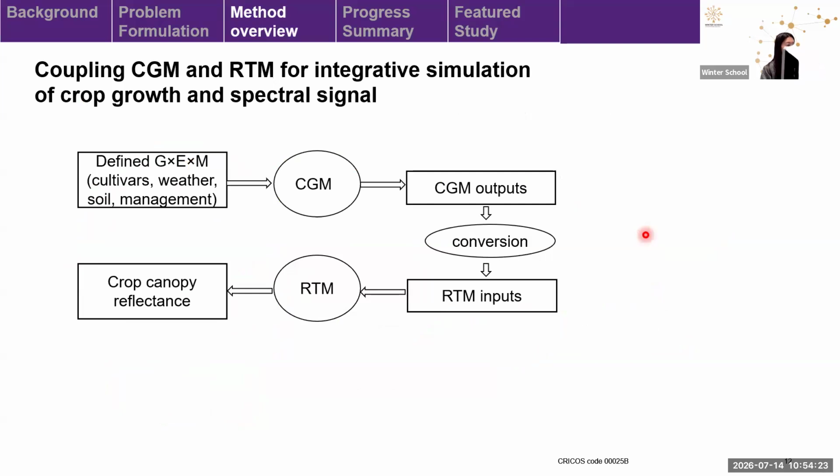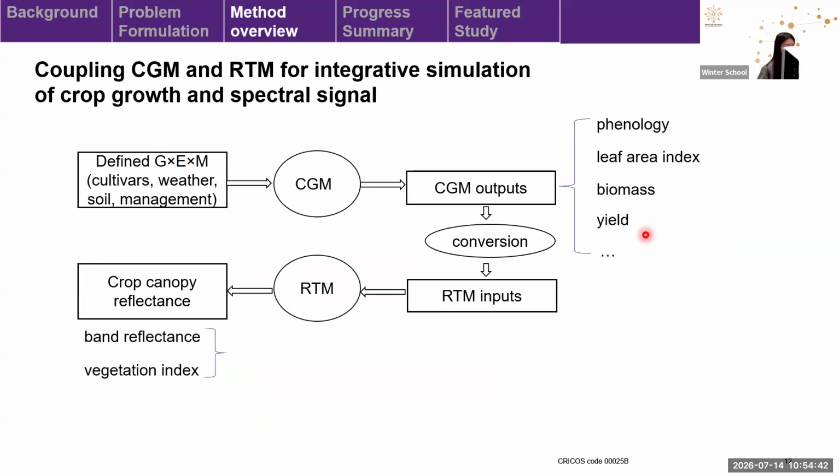And once we have the crop growth model, we know how the crop will grow in a given environment. And then with the radiative transfer model here, we will know how the crop growth process can be recorded in the sensor. If we combine them together, we will have this integrated simulation modeling framework to simulate the crop growth and the spectral signal at the same time.